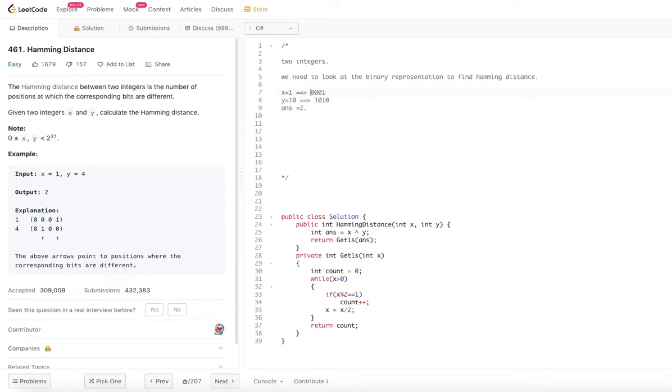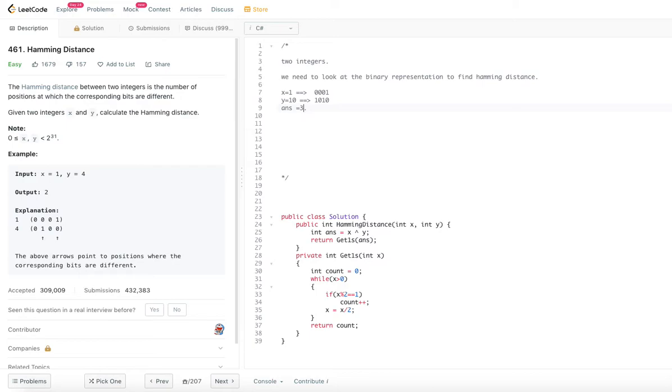Now that we made them equal length, compare the bits where they are different. This one is different, this is same, this is different, this is different. So the answer would be 3 in this particular case. So this is one approach.